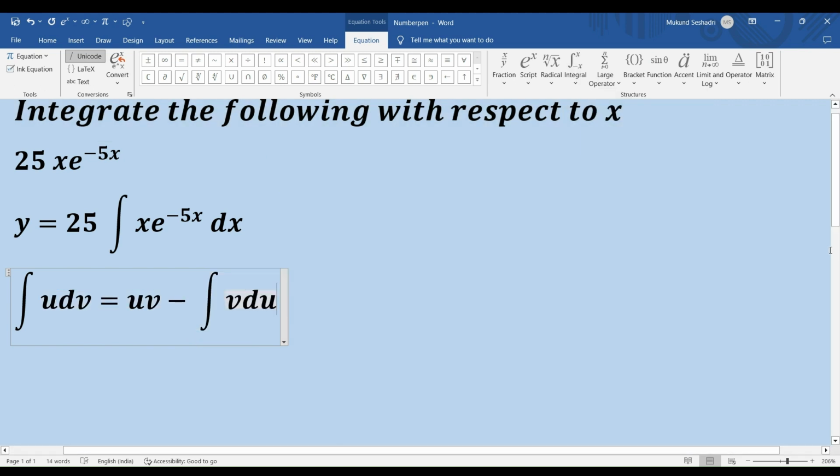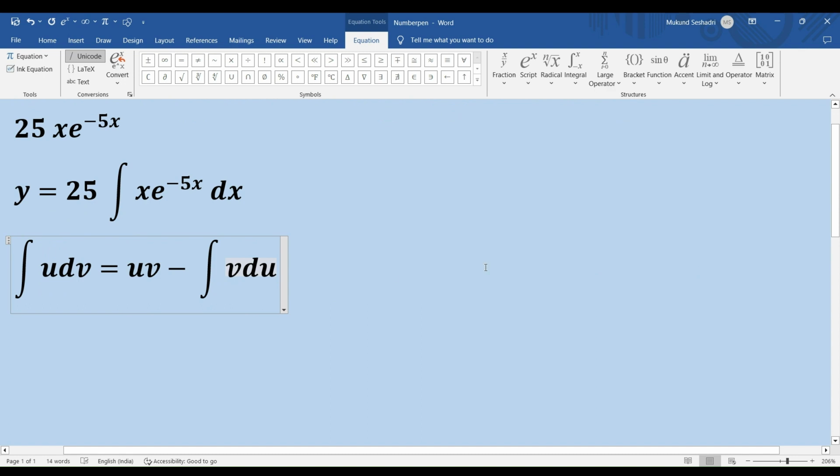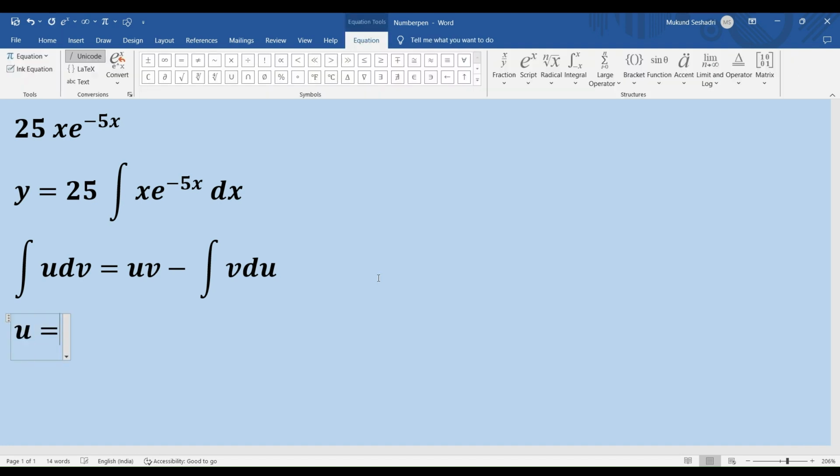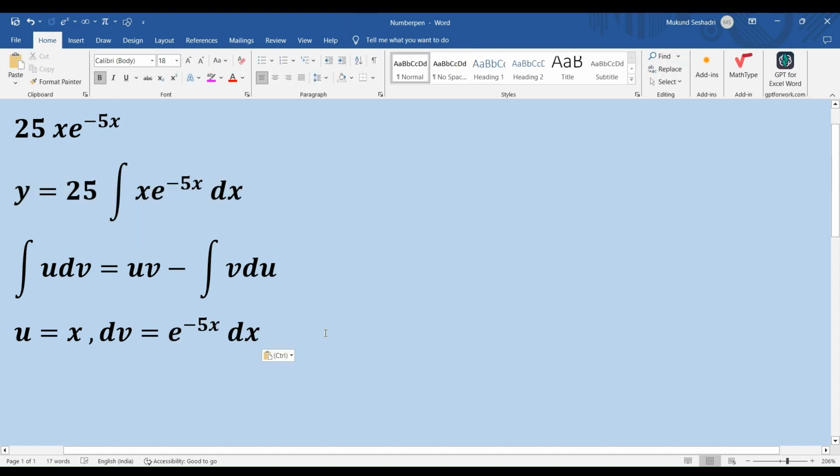So the key here is to choose the right u and v to enable us to solve this particular problem, right? I have two possible options here. One is I choose my u to be e to the power minus 5x, and the other is I choose my u to be x, right? Let's choose the second option. U equals x and dv equals e to the power minus 5x dx, right? I have my u, I have my dv.